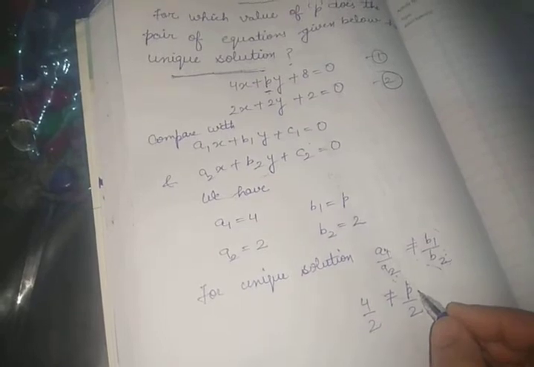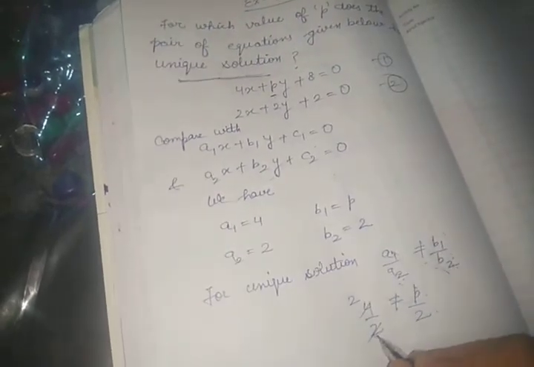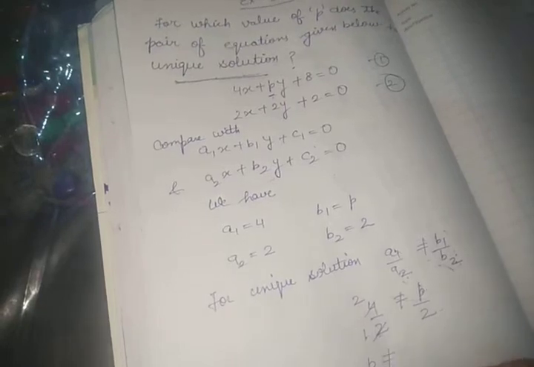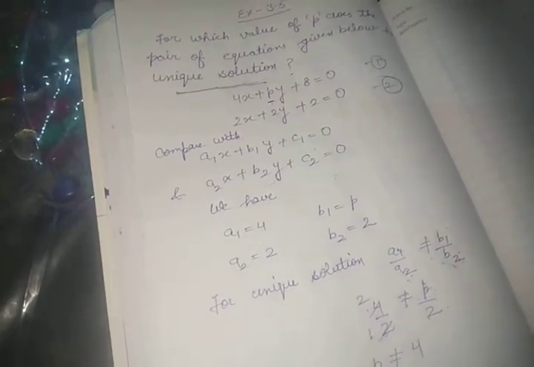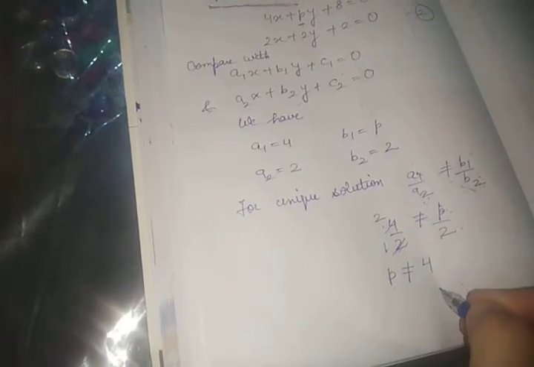Cross multiply, what will we get? 2 into p, or we can reduce also. So what will we get? 1 into p, that is p is not equal to 2 twos are 4. So we get p is not equal to 4. So what is the meaning of it? Except 4, for all values of p except 4, the given pair of linear equations has a unique solution.